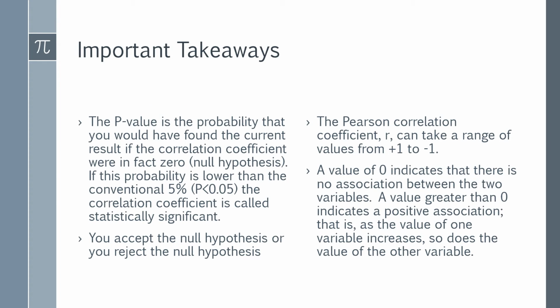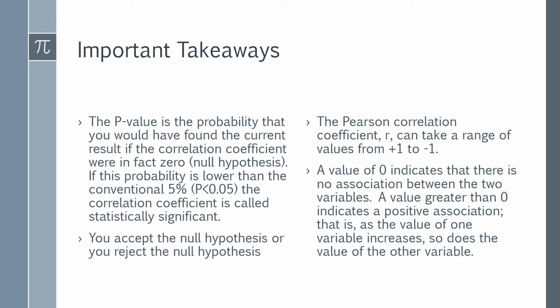Some important takeaways for today's presentation are the following concepts. The p-value is the probability that you would have found the current result if the correlation coefficient were in fact zero, the null hypothesis. If this probability is lower than the conventional 5%, the correlation coefficient is called statistically significant. You accept the null hypothesis or you reject the null hypothesis.